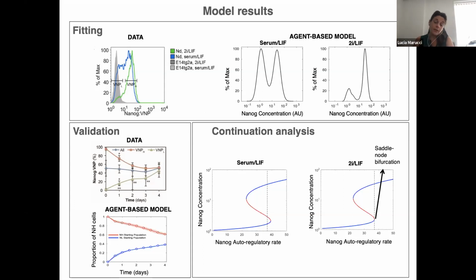And importantly, the model was able to tell us why we think that in leaf, not all the cells express high levels of Nanog. So what we think is happening is that, again, in serum leaf, the system is bistable. In leaf, we move towards the high Nanog steady state, but we think it is still very close to the saddle-node bifurcation, meaning that, the system being stochastic, if the noise is high enough, some cells can escape the Nanog high state and move here. And this should explain the presence of this Nanog low population both in the model and in the data.